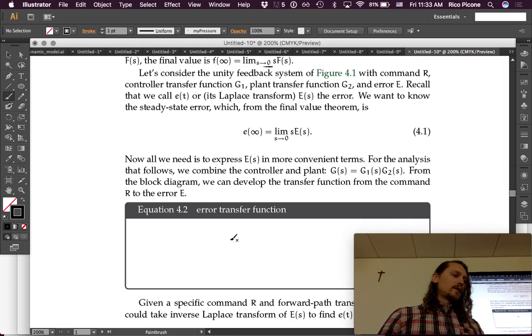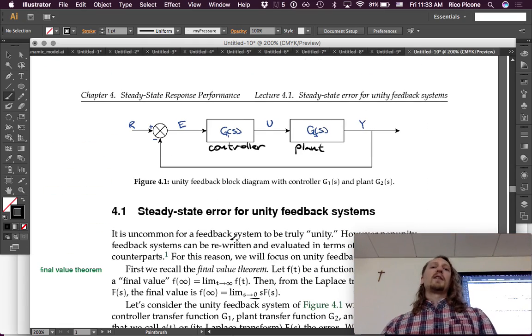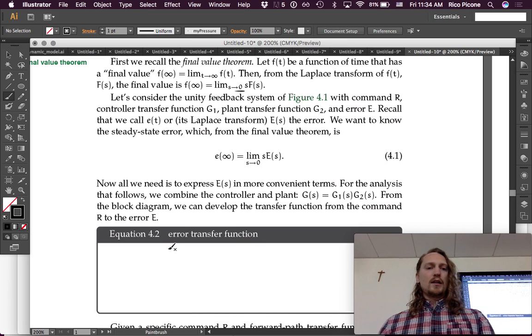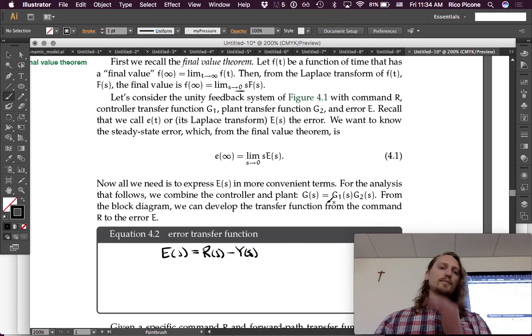From the block diagram, we can develop a transfer function from the command R to the error E. So we can look at this and say, this is just expressing an algebraic relationship here, right? This says that E is equal to R minus Y. So we can write that equation first. E of s equals R of s minus Y of s. So that's our first equation.